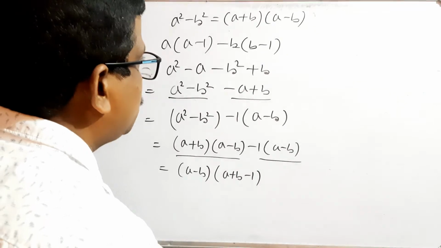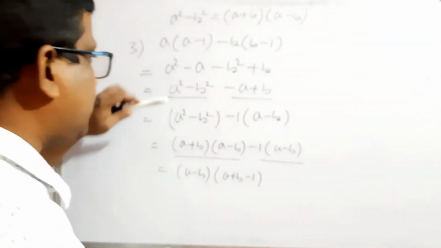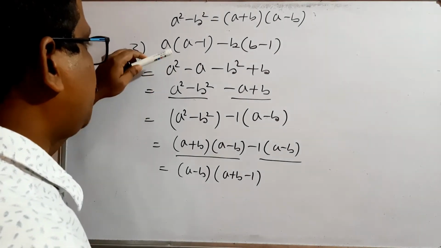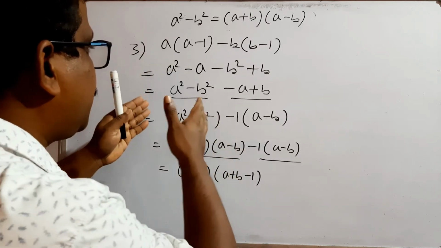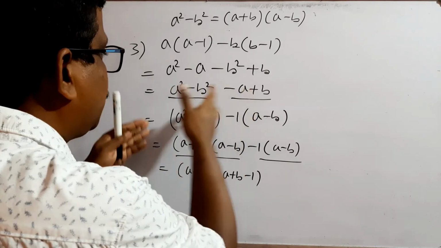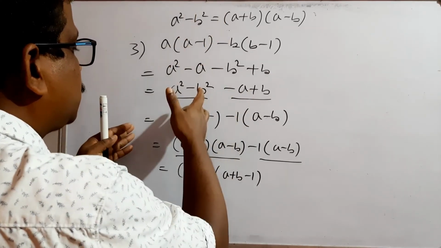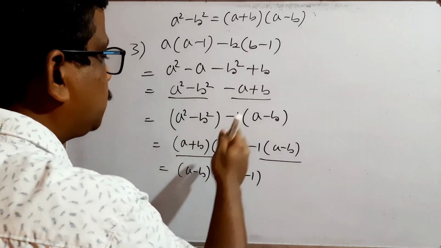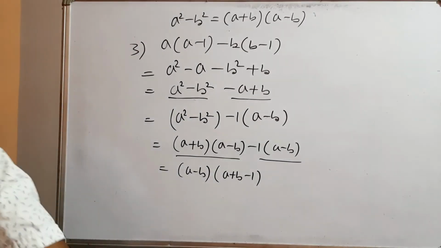Clear? How to do factorization by making it the difference of two squares. Directly it is not given in the difference of two squares form. I have brought it to this form. Before that I have to simplify, then make it into different smaller groups, I made these two groups. Then again I have to use the difference of two squares formula here: a square minus b square minus 1 into a minus b. Understood?